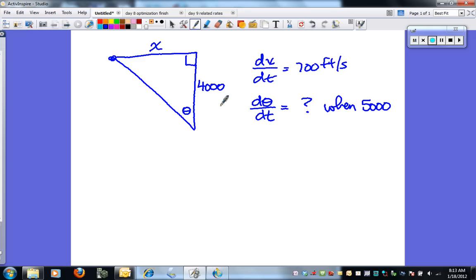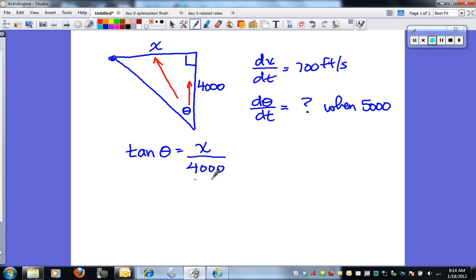Okay, so we have to look at a relationship here for DREADS. We have our rates. We have an equation that's going to relate theta, x, and 4,000 together. Can you think of something? We have a right triangle. We already kind of mentioned trigonometry. What trigonometric relation will have this side here, and this one right here? If you guessed opposite over adjacent, or if you guessed tangent, you would be correct. The tangent of theta is equal to the opposite over the adjacent. Cool. So we have our equation.